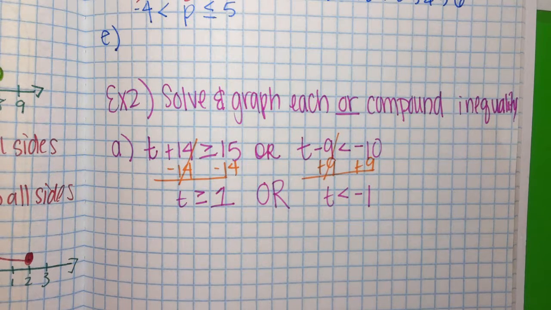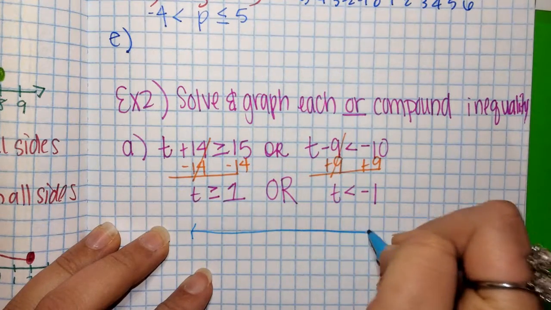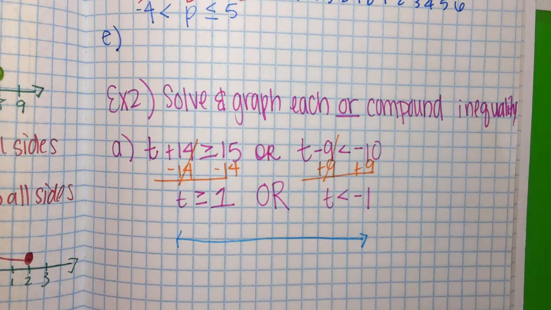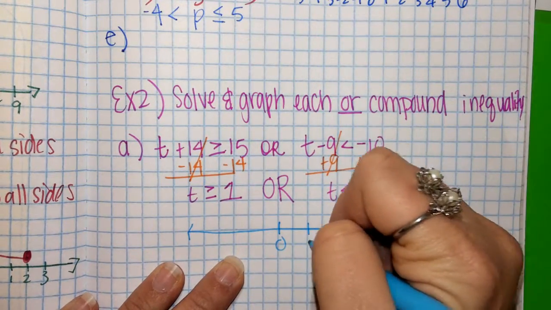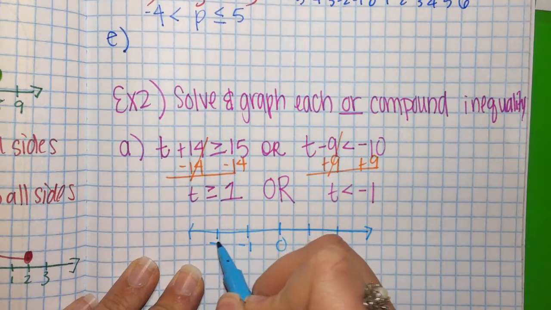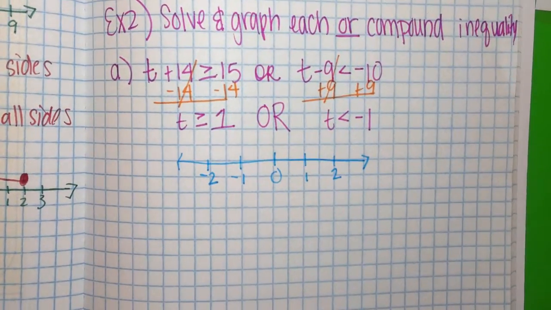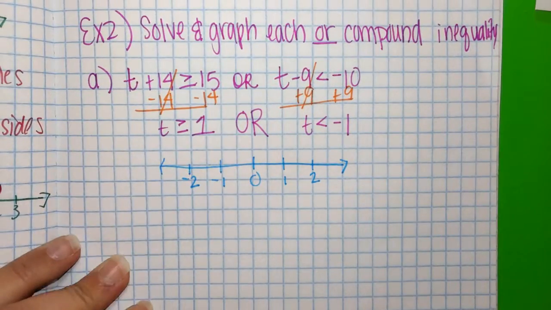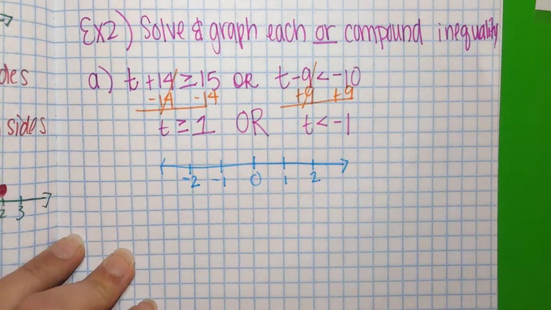All right, so what else do we have to do? We've solved it. What do we do now? We graph it. All right, what numbers do we need on here? Negative 1 and positive 1. So let's put 0 in the middle. 1, 2, negative 1, negative 2. Just waiting on y'all to draw your number line.